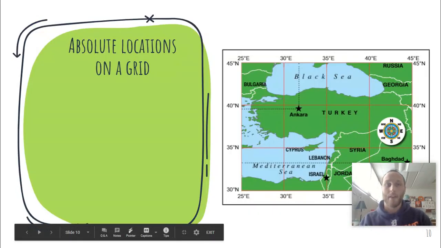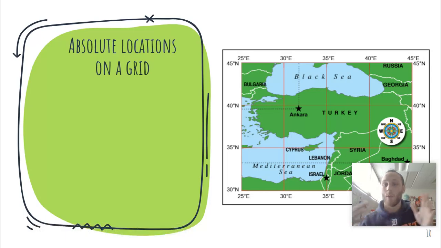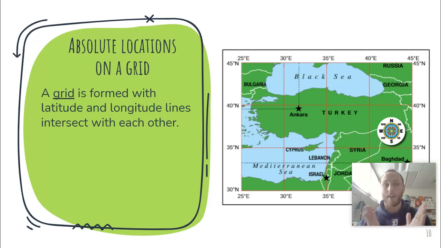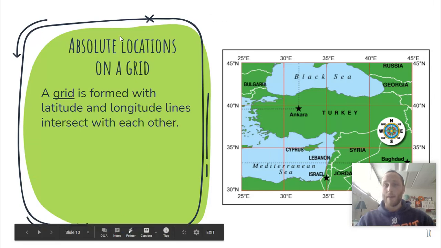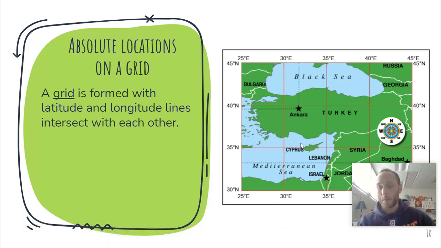Okay, so the whole point of latitude and longitude is to be able to put them together where they cross and intersect on a grid. A grid is formed when the latitude and longitude lines intersect with each other. You can see all of these red lines here. We have our latitude lines going this way, and our longitude lines going up and down. When those cross together, they form a grid. If you've ever played Battleship before, it's kind of like a Battleship grid.